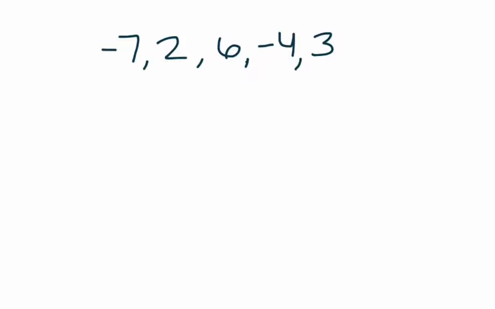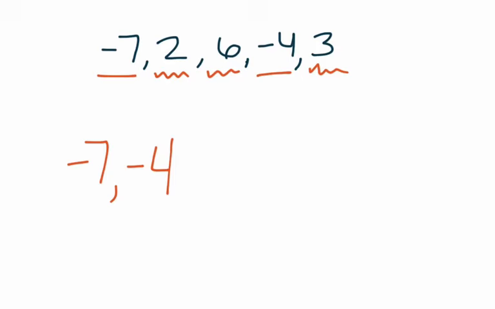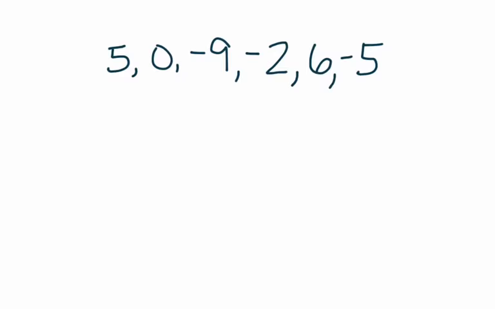I'm going to go over the answer now. I would start just by looking at my negative integers. So I have -7 and -4, and I know that -7 is less than -4. Now I'm going to look at my positive numbers, in which case I have a 2, a 6, and a 3. Working my way left to right, I would have 2, then 3, then 6. There's my final answer.